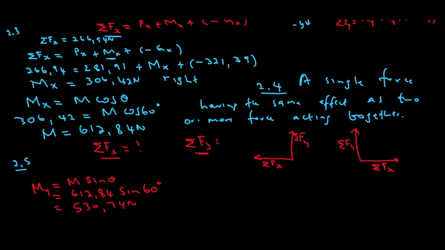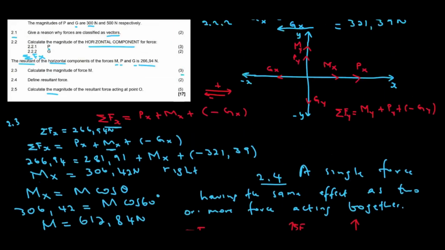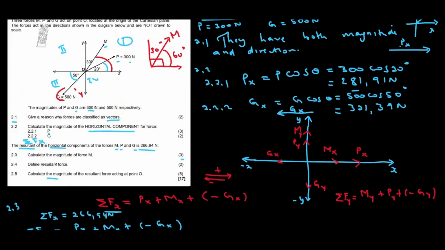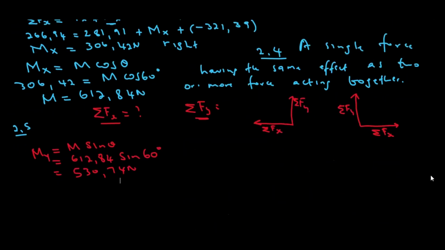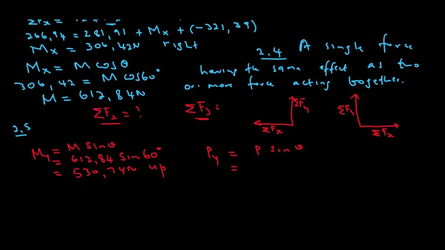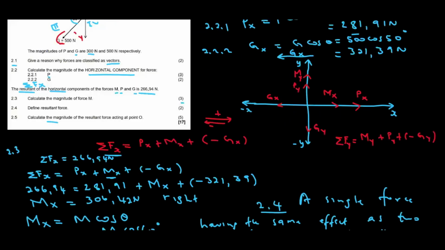What about the direction? I did mention that for you to work out the direction, you need to look at the quadrants. So M is in the first quadrant, so this is going to be acting upwards. I did draw the Cartesian plane there, so this is going to be up. Okay, so we need also a P in X, P in Y, I mean, which is going to be P sine of theta. Okay, so this is going to be a P, the magnitude of P. Let's go back to our diagram, and P is 300.